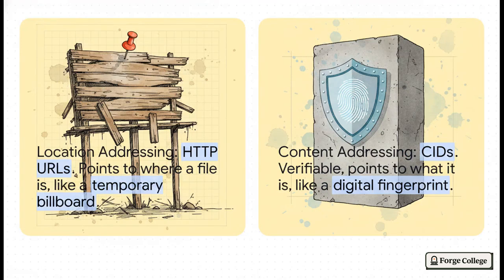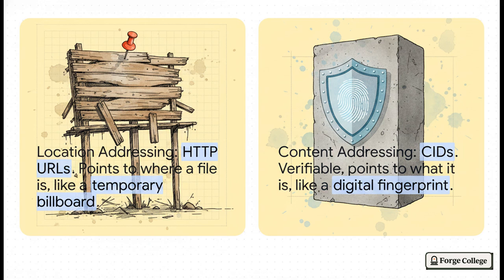All right, let's kick things off with Section 1, the broken link problem, location versus content. To really understand the root cause of the disappearing JPEG, we've got to look at why links break in the first place. See, traditional web links use location addressing. That's your standard HTTP URL. It points to where a file lives on a specific server. It's exactly like renting a temporary billboard. If the company hosting that billboard goes out of business, your art comes down.